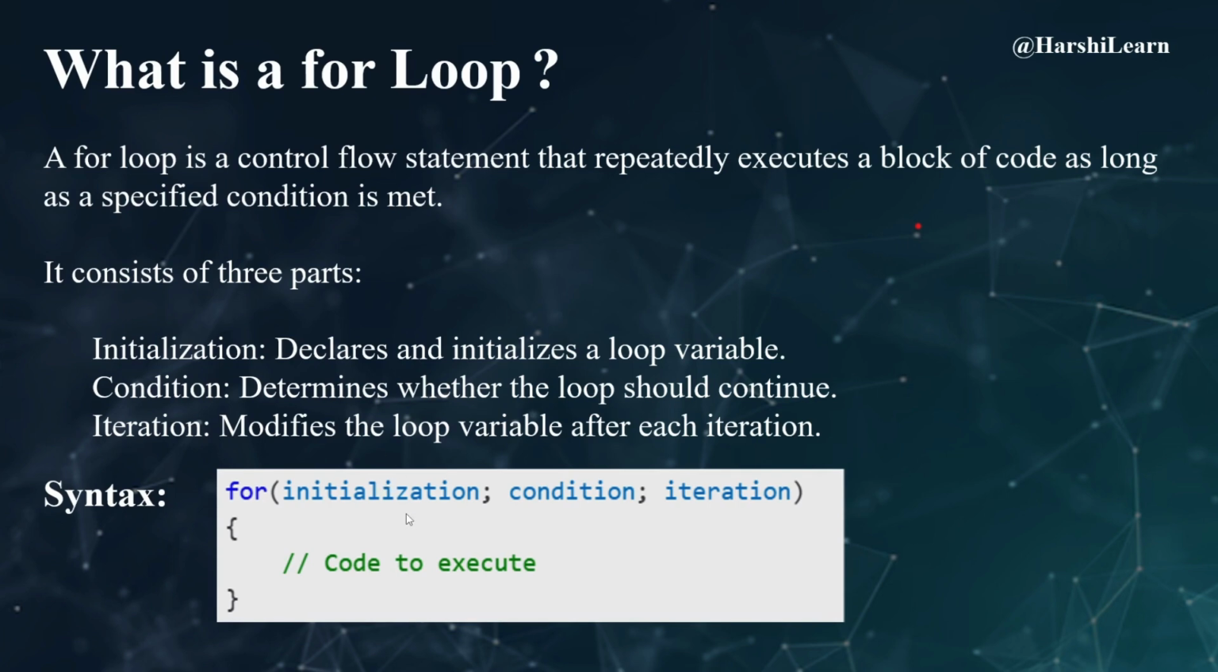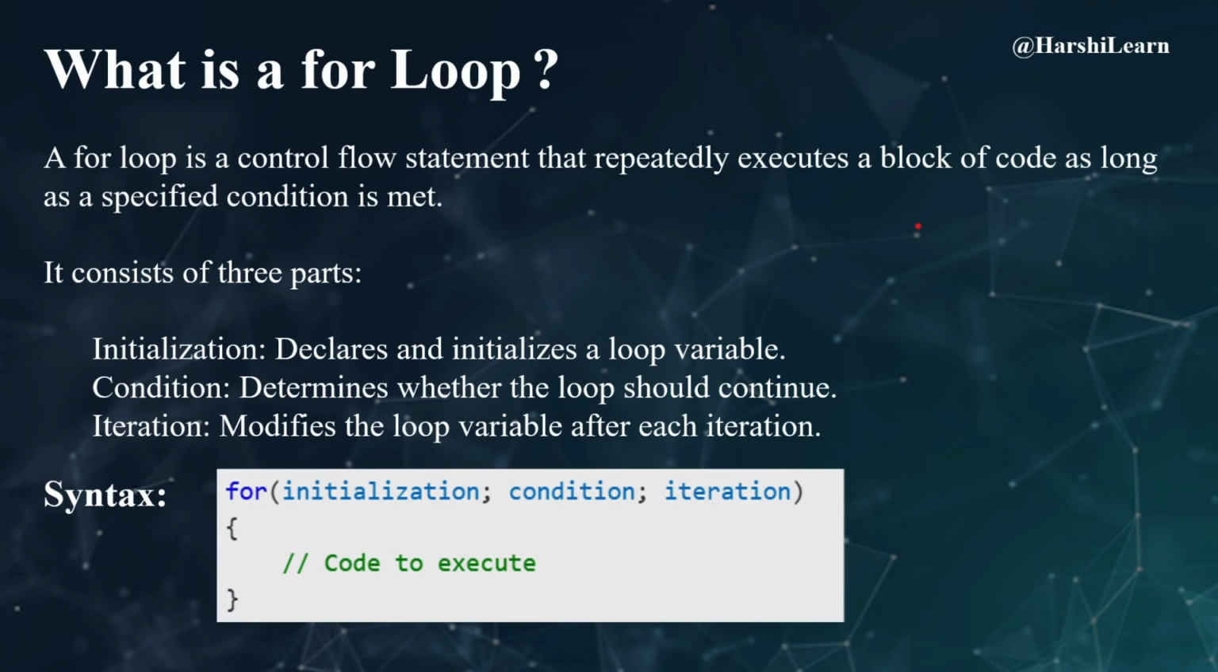The first one is initialization. This is where we set up a starting point, usually by declaring a variable. The next one is condition. The loop runs as long as this condition is true. If the condition becomes false, the loop stops. And the next one is iteration. After each cycle, the counter updates. Either it will decrease or it may increase. It will bring the loop closer to its stopping point.